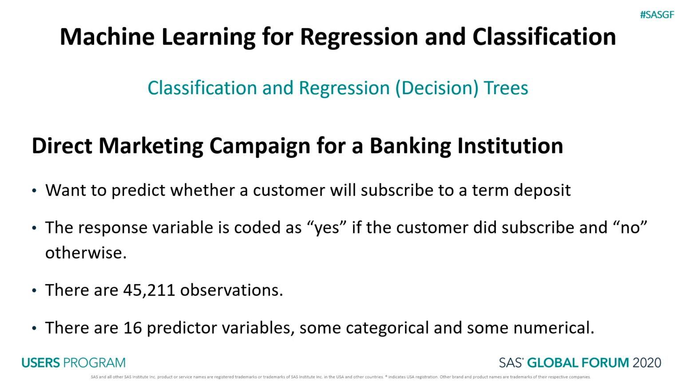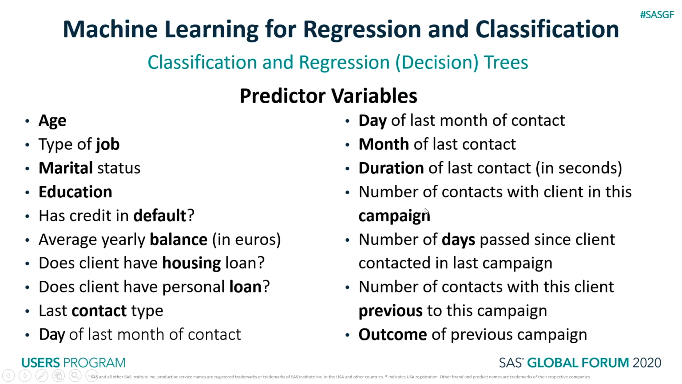And here is a list of those predictor variables. So the age of the customer, the type of job he or she has, marital status, education. Is the customer currently in default on some credit line? Average yearly balance, presumably in all accounts in euros. Does the customer have a housing loan?